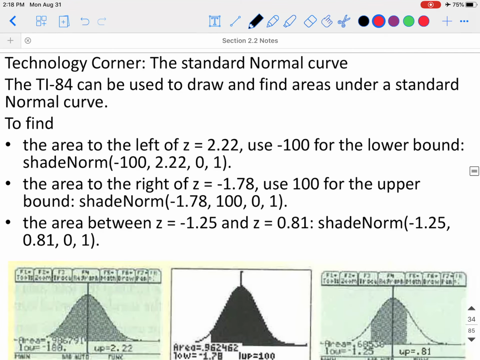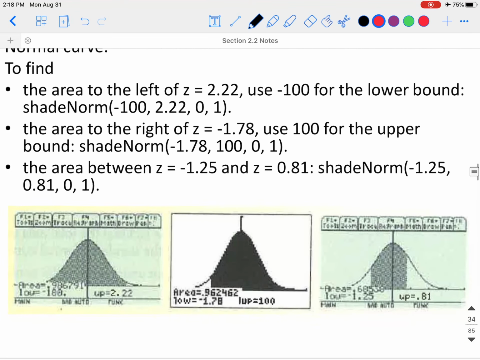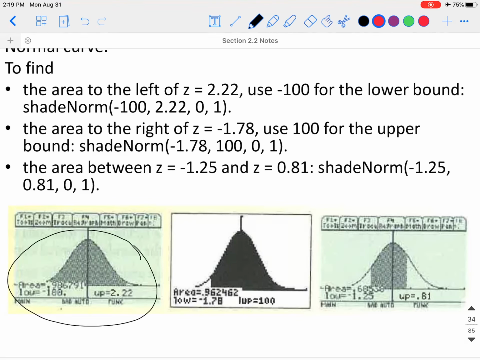So the TI-84 can be used to draw and find the area of a standard normal curve. To find the area to the left of z equals 2.22, you're going to want to pick a lower bound that is super low, so we would say -100. Our upper bound is that 2.22. We have a mean of 0 and a standard deviation of 1. That's going to be this graph on the left.